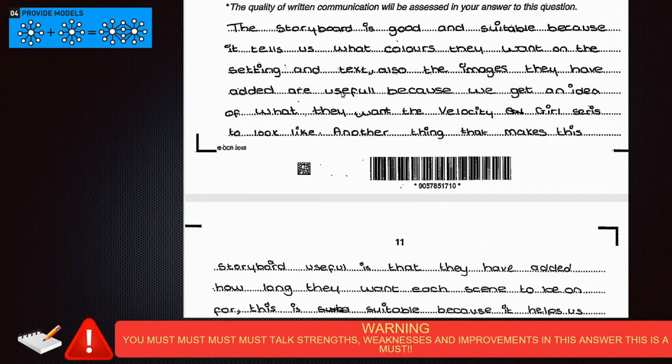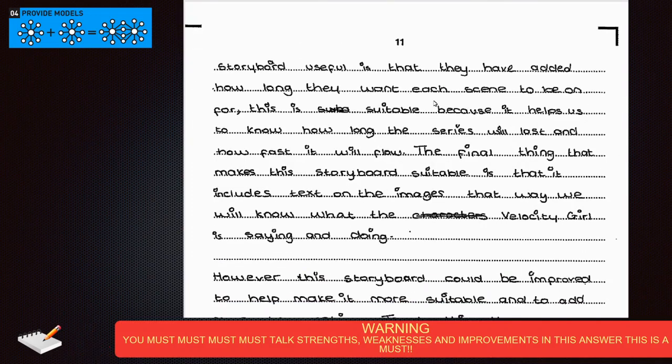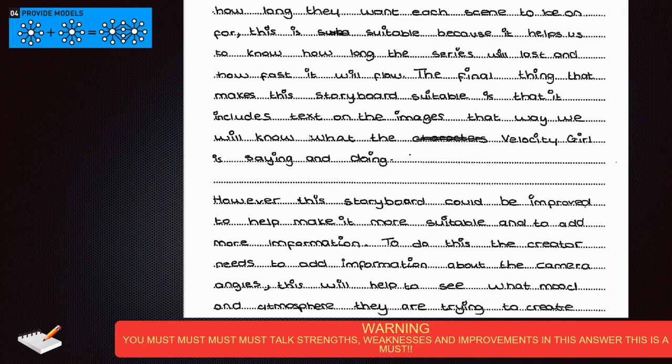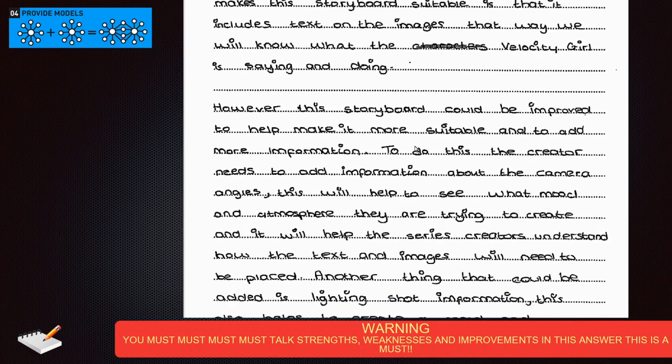The storyboard is good and suitable because it tells us what colours they want on the setting and text. Also, the images they have added are useful because we get an idea of what they want the Velocity Girl series to look like. Another thing that makes the storyboard useful is that they have added how long they want each scene to be. So there you go, here are all your strengths. This is suitable because it helps us know how long the series will last and how fast it will flow. The final thing that makes the storyboard suitable is that it includes text on the images. That way we will know what the characters of Velocity Girl are saying and doing.